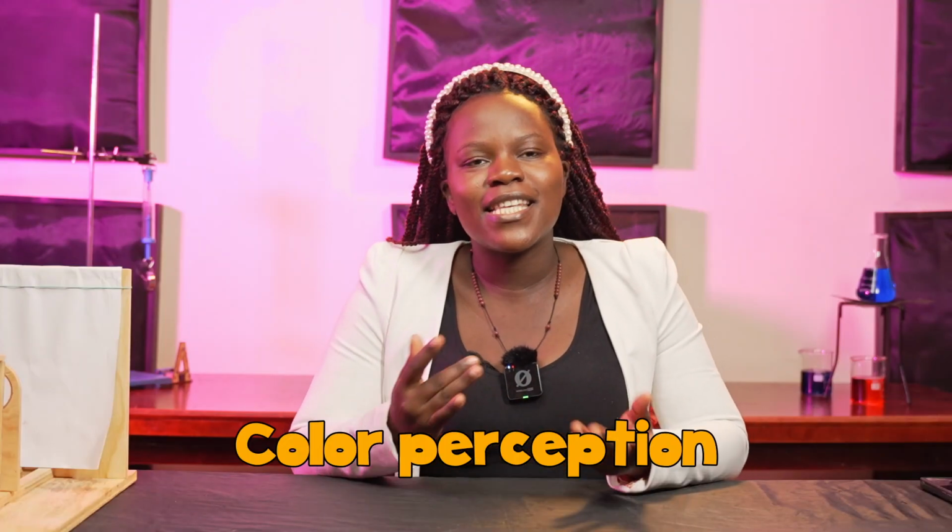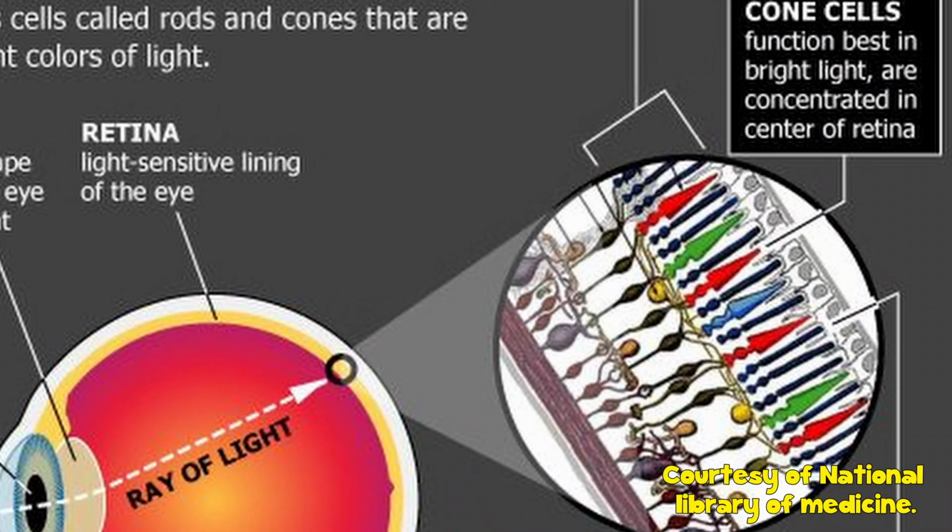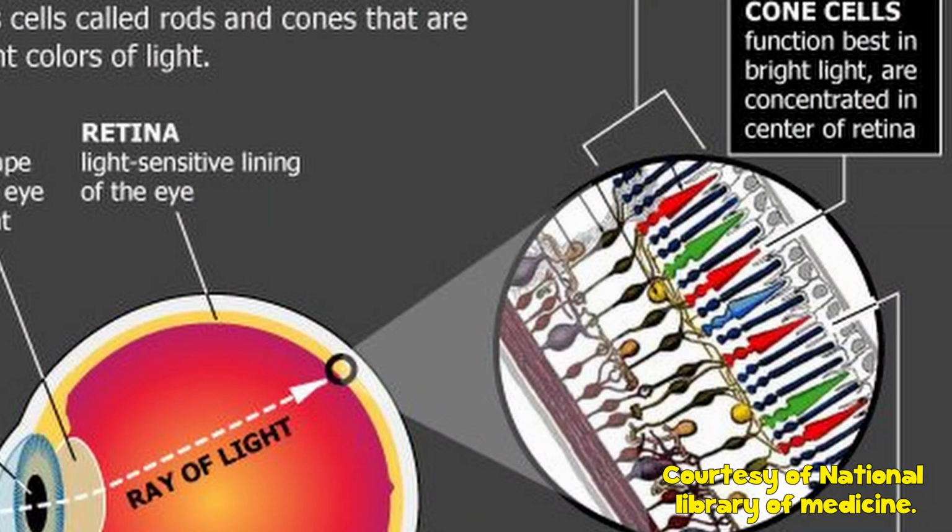Our second one is color perception. The human eye has three types of color receptors called cones, which are sensitive to different ranges of light wavelengths. These cones are sensitive to red, green, and blue light. So when light enters the eye, it stimulates these cones to varying degrees, and the brain interprets the signals to produce the perception of color.